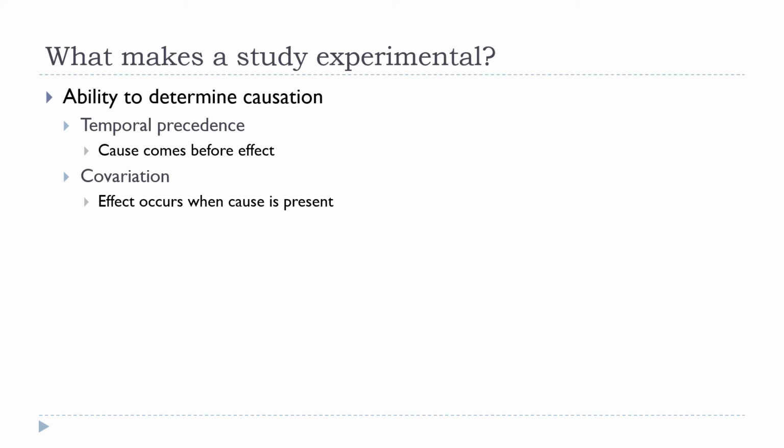Covariation is when the effect occurs when the cause is present, and also the other way around. The effect does not occur when the cause is absent. So the light should flicker every time you flick the switch, and the light should not flicker when you are not touching the switch. And the last thing is the elimination of alternative causes, where you are sure that the effect is only due to the cause.